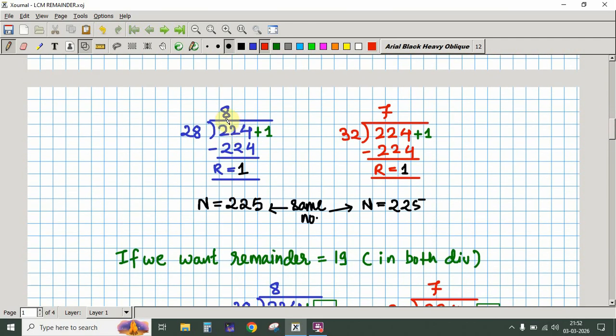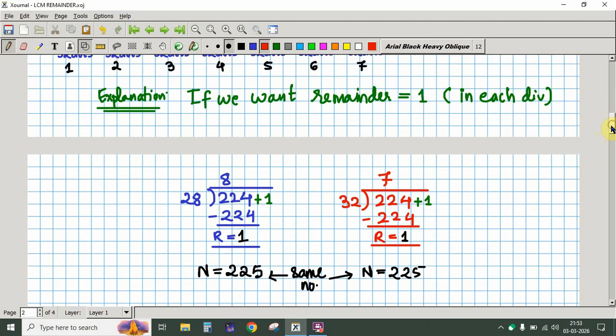Originally we have 224 dots. We added one more, so this results in 225. So the division goes like this: 225 divided by 28. 28 eights are 224, remainder is 1. Similar with 32. So what is that number? That dividend is 225. In this case, we have one unique number, 225, which acts as the number for both divisions, the first by 28 and the second by 32. So we have one answer in this case.